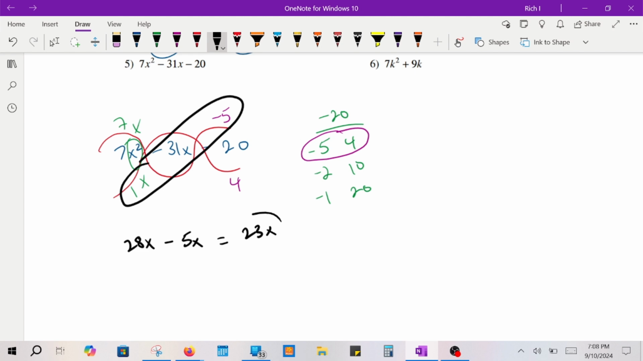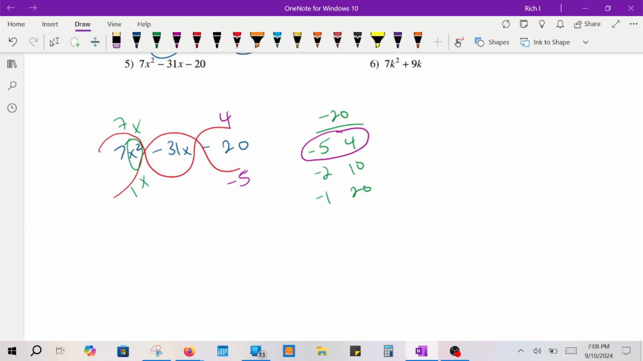The whole point of that is whatever we add, it has to be equal to negative 31 for it to be the answer. So in this case, we got a 23 instead of a negative 31, so we know that's not the right combination. All right. So here's another thing we can do. We can try switching the negative 5 and the 4, like switching places with them. So I'm going to put the 4 on top and a negative 5 on the bottom. Now let's try that.